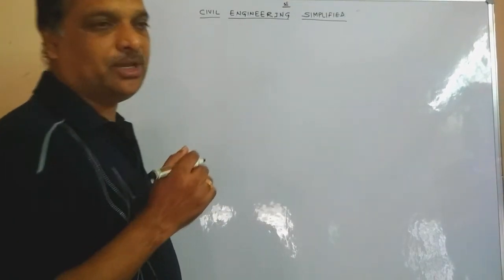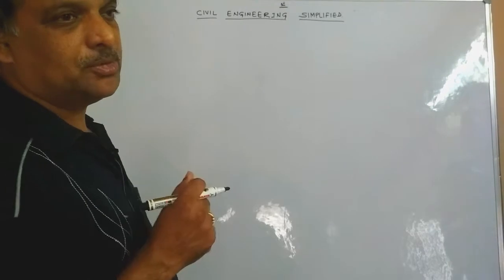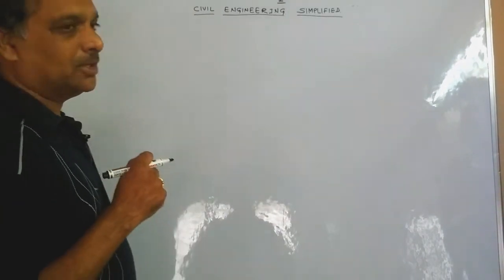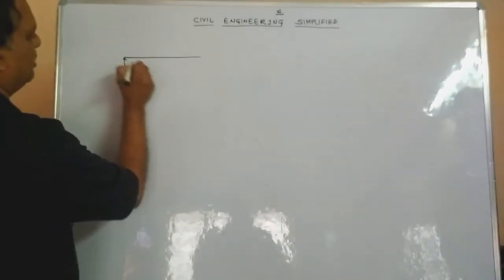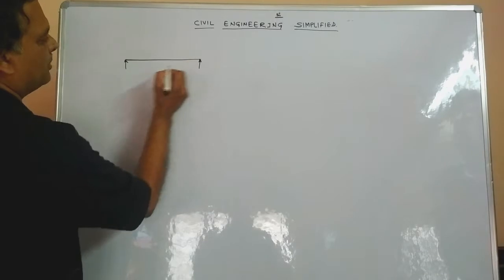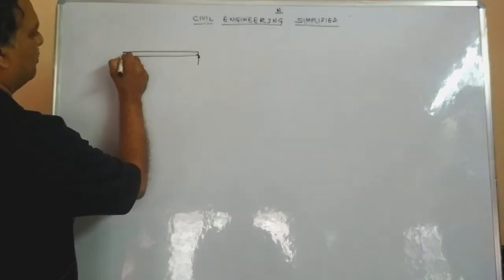In the first episode, I have explained what are the various types of boundary conditions. Now in this episode, I am going to tell you about calculating the support reactions. So for this, let us first of all take a simple case of a simply supported beam which is subjected to a uniformly distributed load.